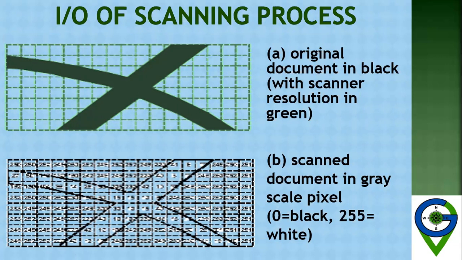So input and output of the scanning process. Original document in black with scanner resolution. This is the scanner resolution. These small grids represent the scanner resolution, that is represented in green. After scanning it, it is a black and white image. So this is 8-bit data having 256 values, 0 representing black and 255 representing the white tone.